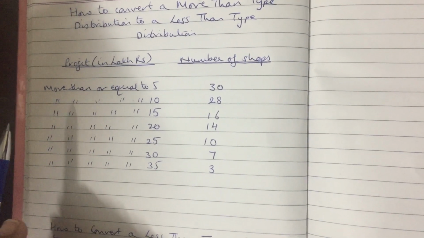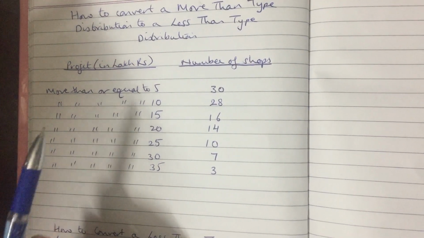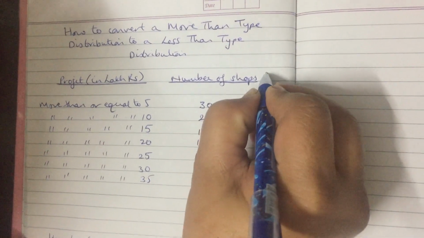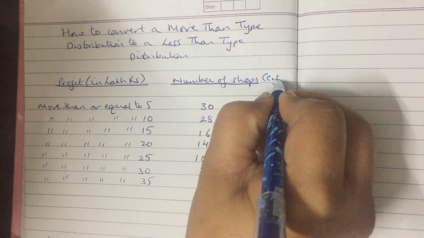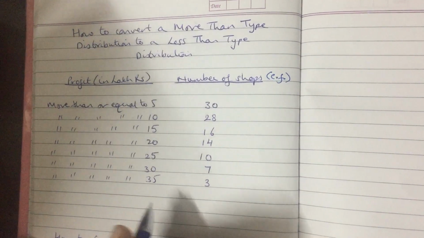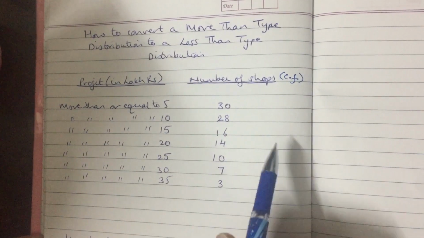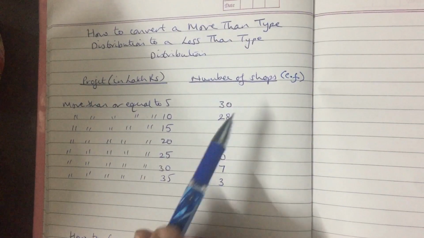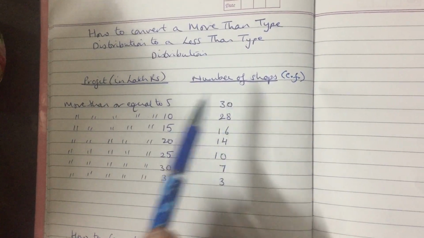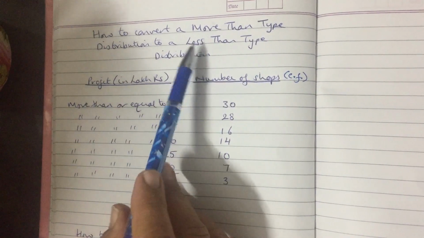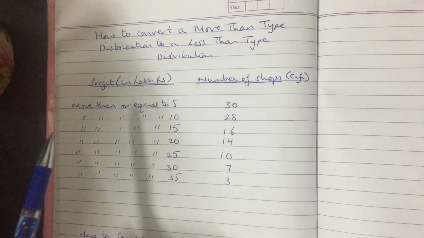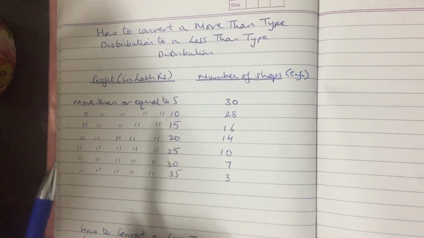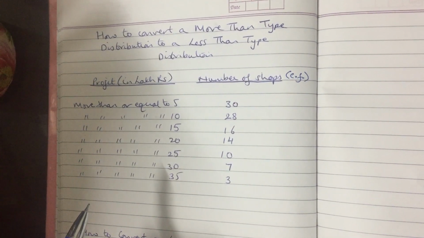Whenever you have a more than table or a less than table, please for your own sake write down cumulative frequency over here. So when you copy down the table, you're writing down cumulative frequency. Now that you know this is cumulative frequency, when you're converting this into a less than type, you first convert it into a normal table. Now why do we need to convert it into a normal table?